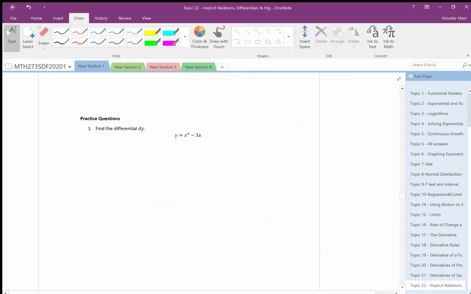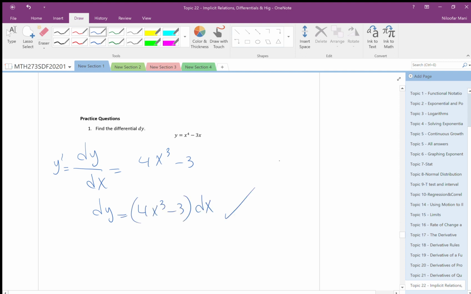Okay, so how about here? Find the differential. Here I can do dy over dx, which is the derivative, equal to 4x cubed minus 3, so I find the derivative of the other side, and then I do dy equal 4x cubed minus 3 times dx. Done.